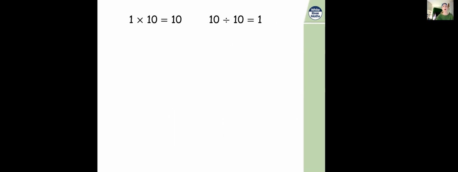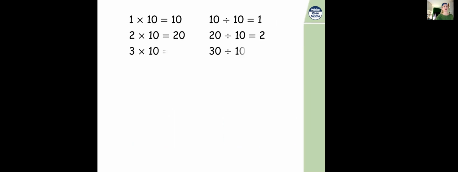So this is what we've looked at. We looked at 1 times 10, didn't we? Equals 10, and 10 divided by 10 is 1. We looked at that one. We looked at 2 times 10, and 20 divided by 10. We've looked at 3 times 10, and 30 divided by 10. And we've just looked at 4 times 10 equals 40, and 40 divided by 10 equals 4.